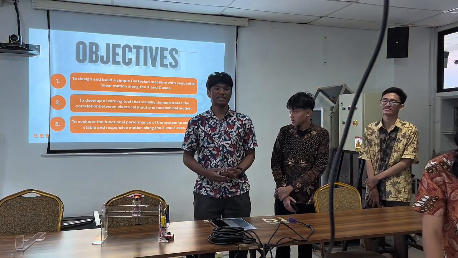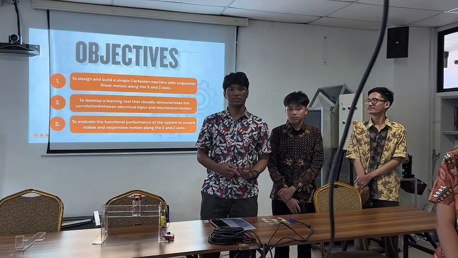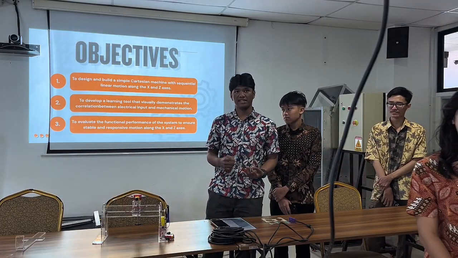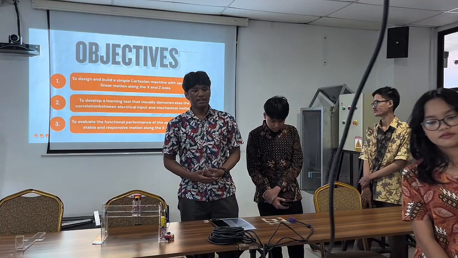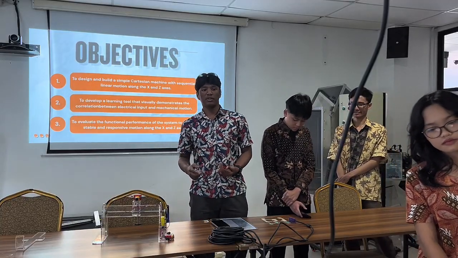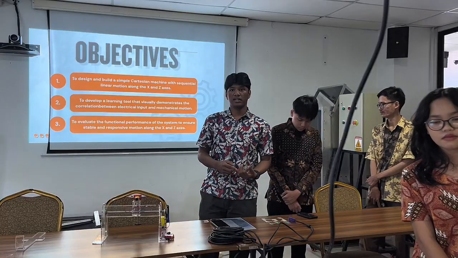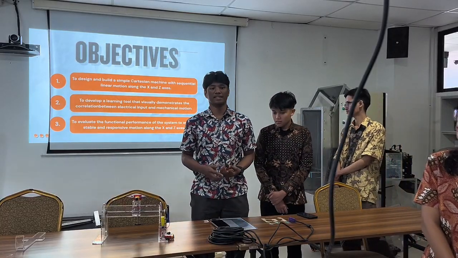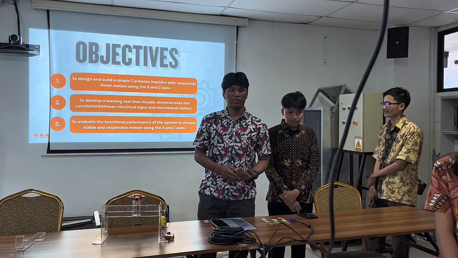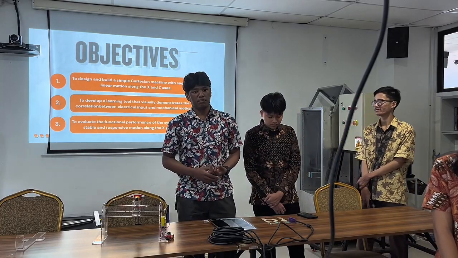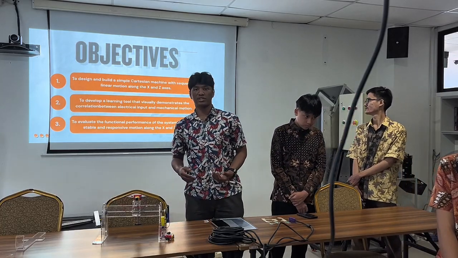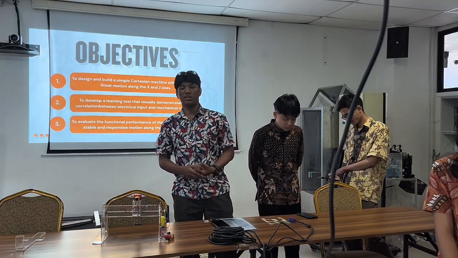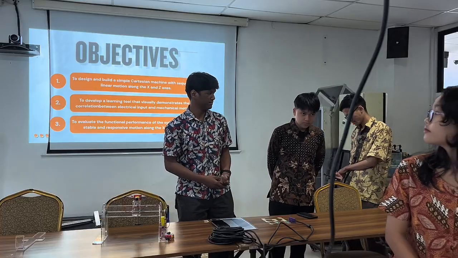Objective: at the first, to design and build a simple Cartesian machine with sequential linear motions along the x and z axis. Second, to develop a learning tool that visually demonstrates correlations between electrical inputs and mechanical motions. And the third, to evaluate the functional performance of the system to ensure stable and responsive motions along the x and z axis. Next slide.